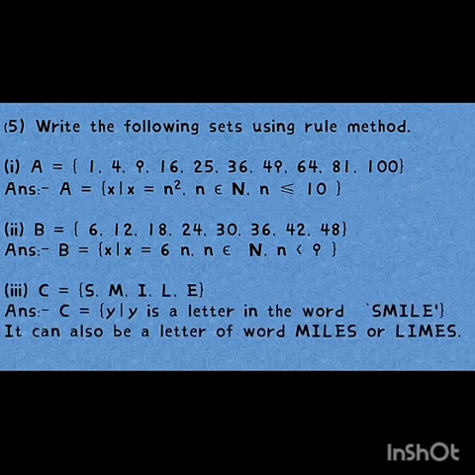Now question number 3 is C is equal to, in curly bracket, S, M, I, L, E, curly bracket completed. So C is the set of all y such that y is a letter in the word smile. It can also be written as letter of the word mile or limes.